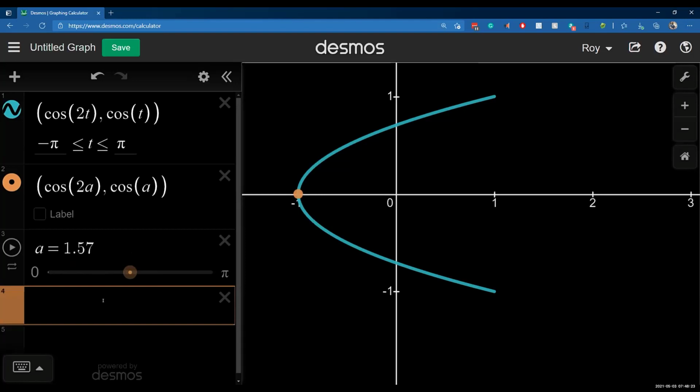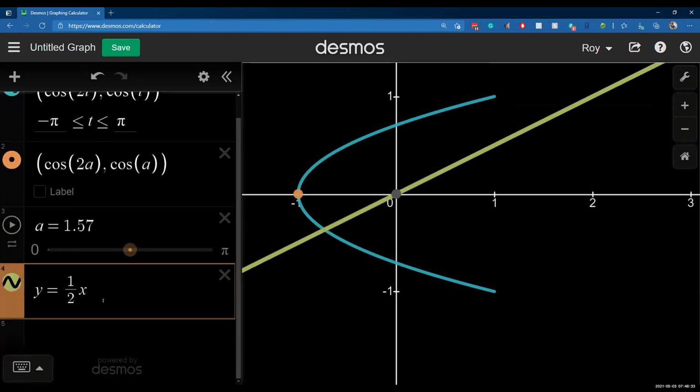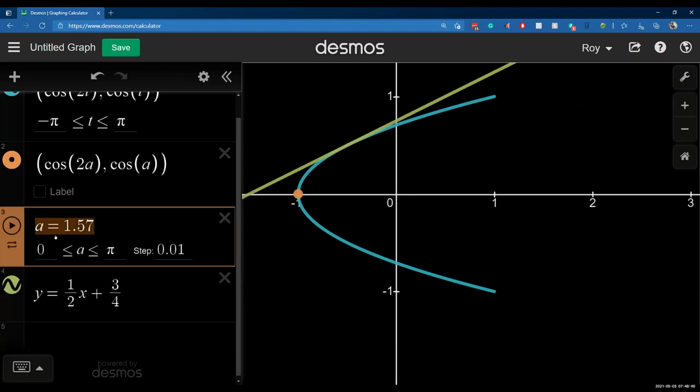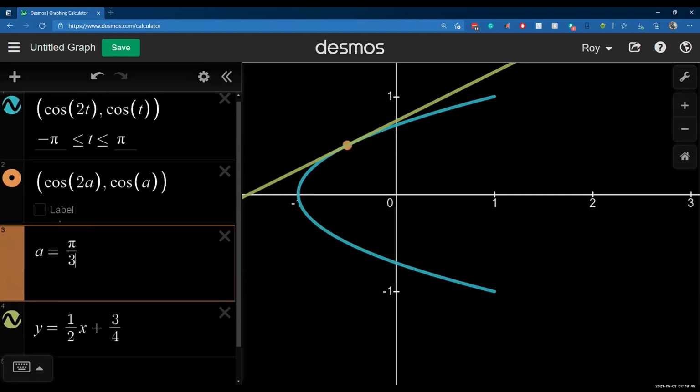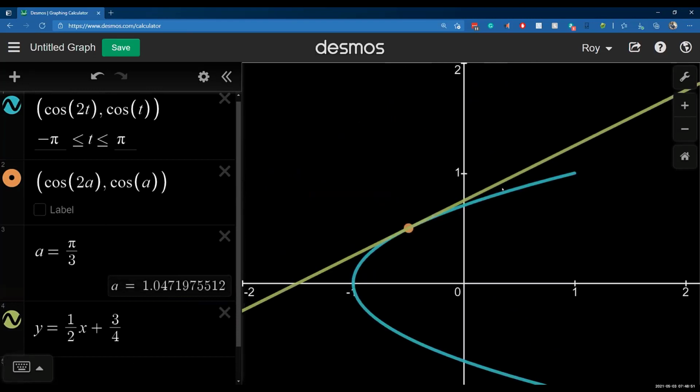And then the other thing I wanted to note was that we wanted to take a look at and verify that y equals 1/2 x, except the x has to be there, plus 3/4 was a tangent line to this curve at time pi over 3. So let's go ahead and put a at time pi over 3. And yep, there it does look like that at time pi over 3, at that point, the tangent line is the line that we just created. That works beautifully. So Desmos can be a very powerful tool to verify what you're computing.